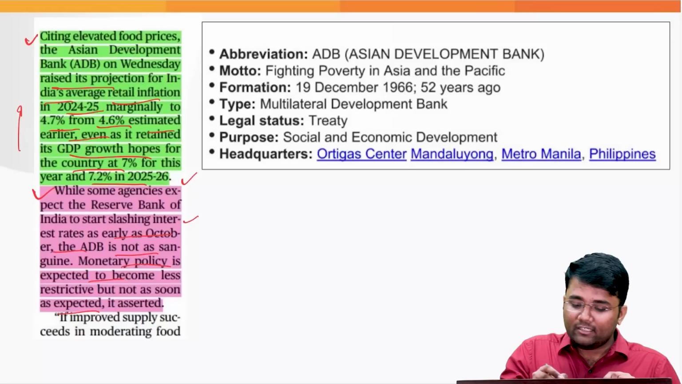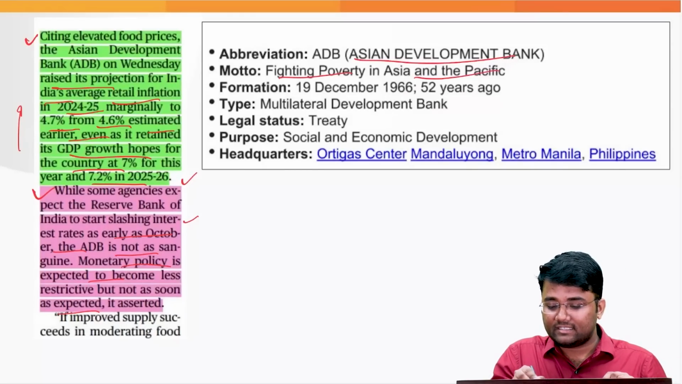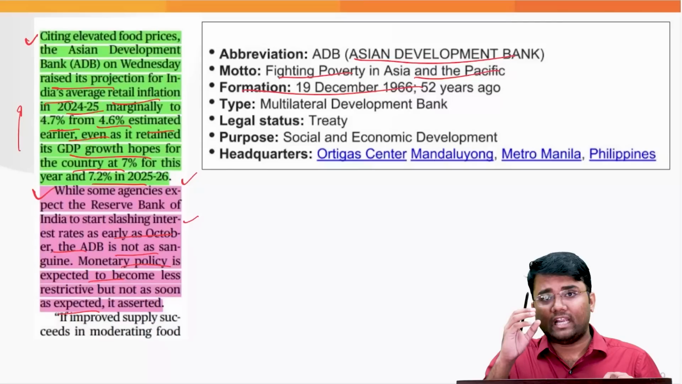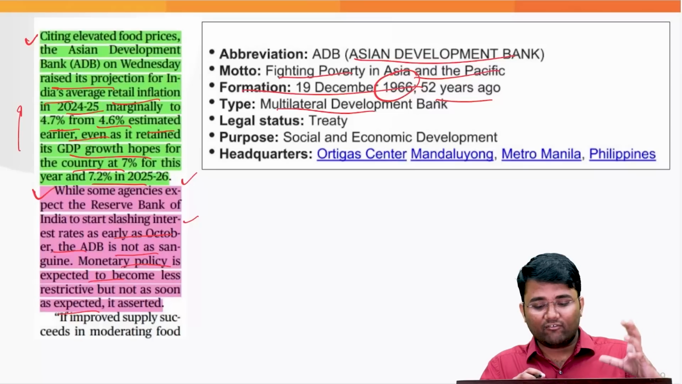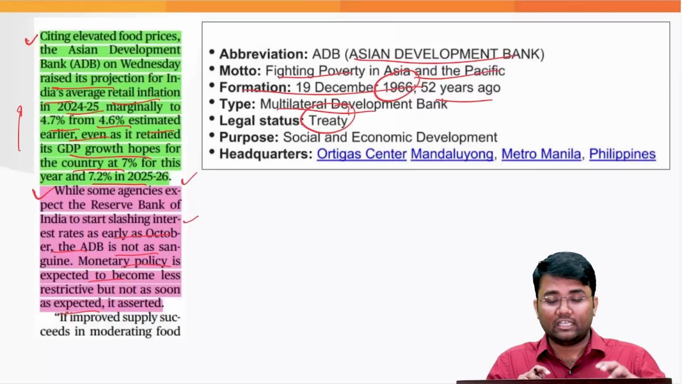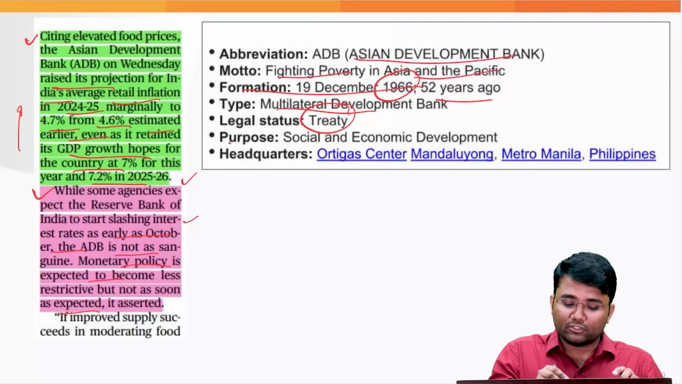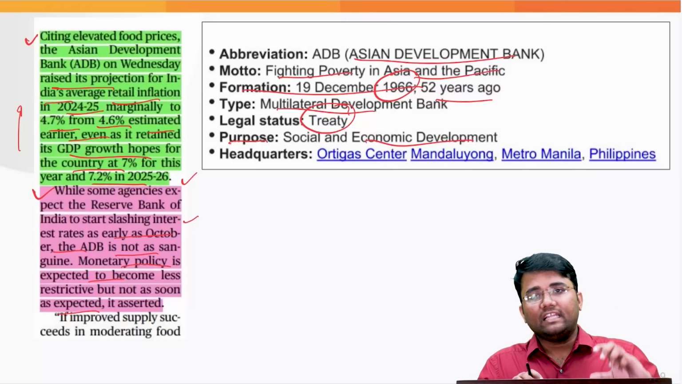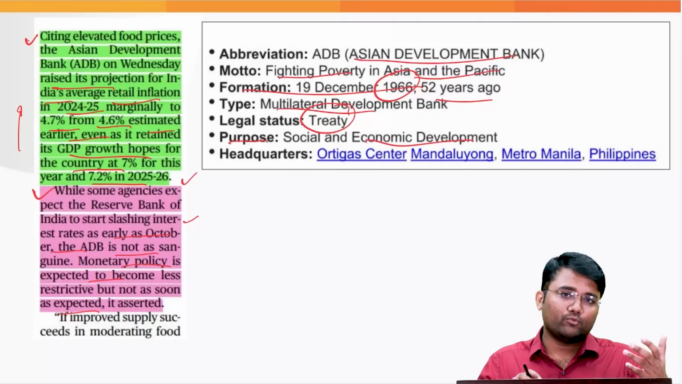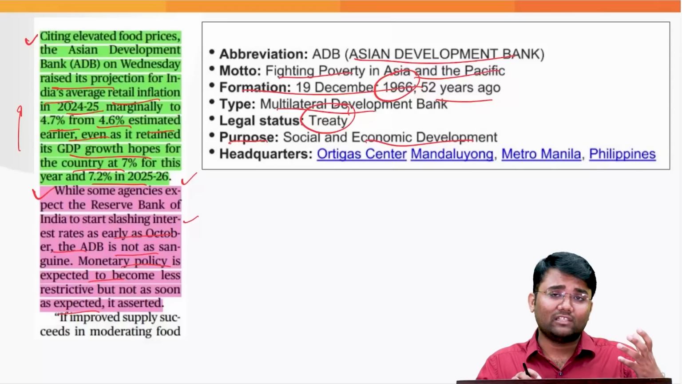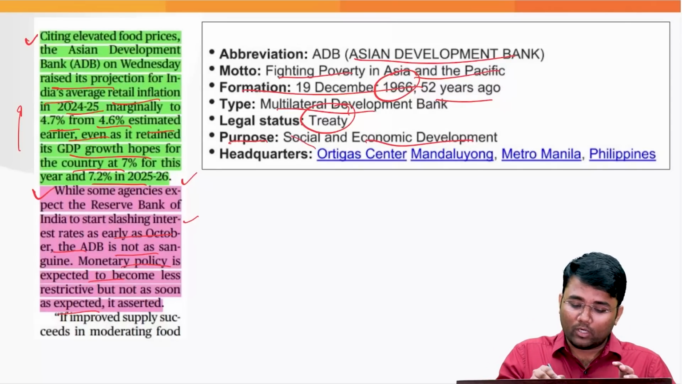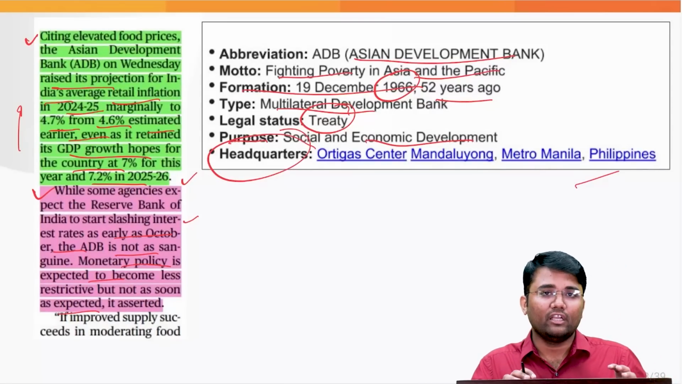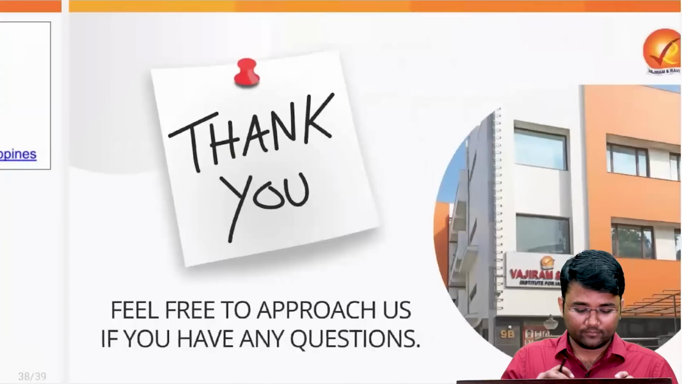If we talk about the ADB, the Asian Development Bank, its motto is fighting poverty in Asia and the Pacific. It was formed on 19 December 1966, 52 years ago. It is a multilateral development bank and has the legal status of a treaty. The purpose was to look after social and economic development. The ADB funds various infrastructure projects and programs related to the social sector in various parts of the world. The headquarters of ADB is located in Manila, Philippines.